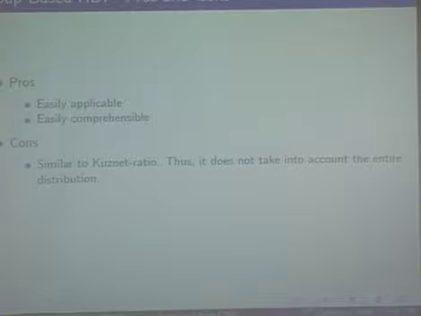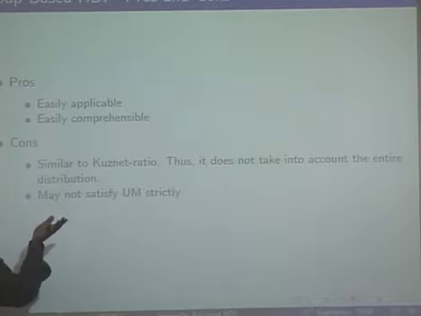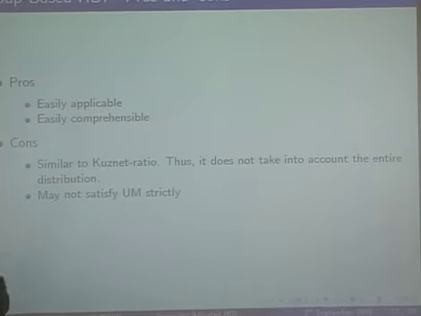Cons: the first thing, the problem with the Kuznets ratio, it ignores the within-quintile inequality. So it is not exactly sensitive to the entire distribution, just looking at 5 values. It may not satisfy UM. UM was uniform majorization. So if uniform majorization takes place within one group, say within the second quintile, you don't see any effect because the HDI of that group remains unchanged.